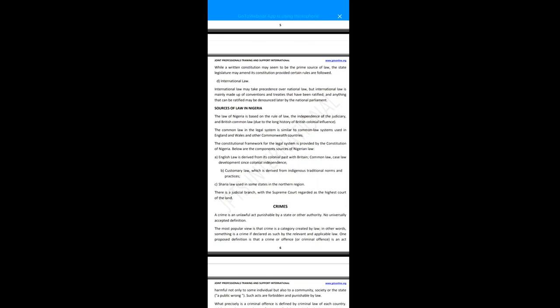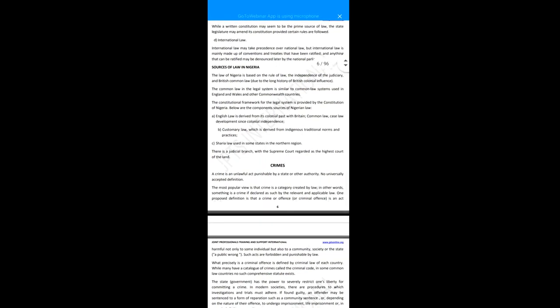And the first one is the English law, which is derived from its colonial past with Britain. We have the customary law, we have the Sharia law. Now, the English law is derived from its colonial past with Britain.